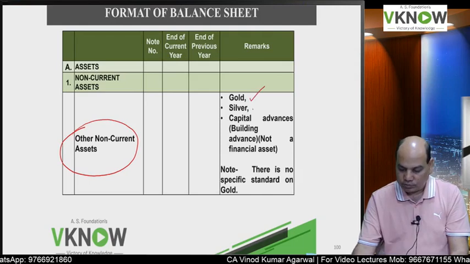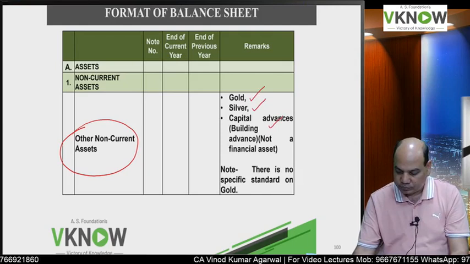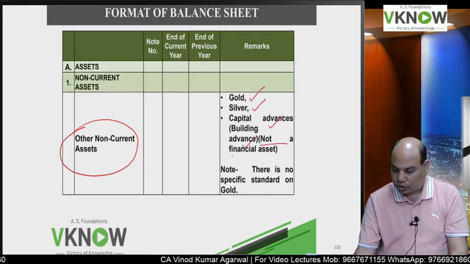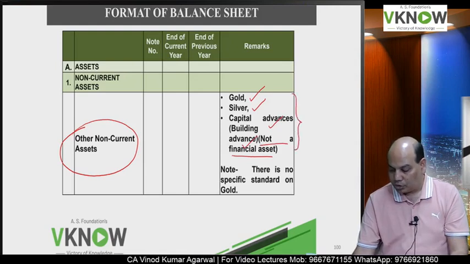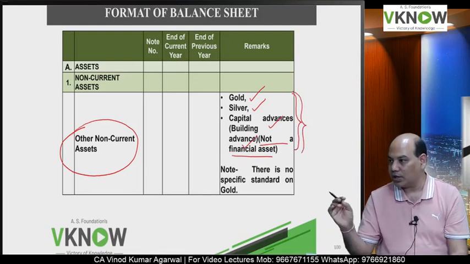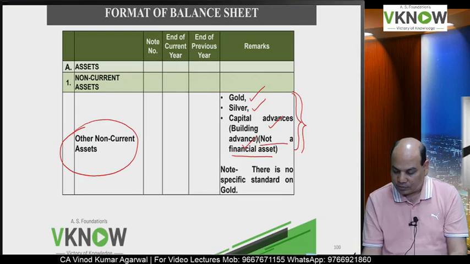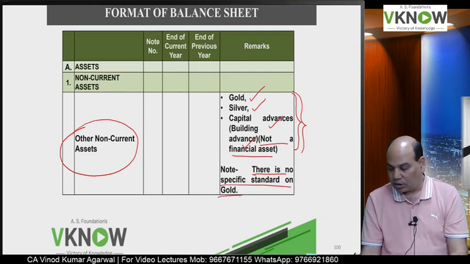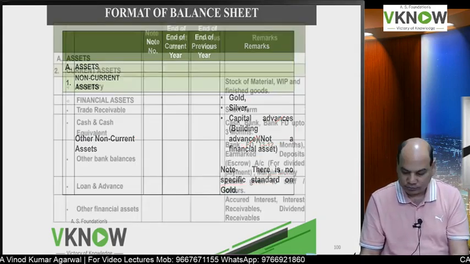For example gold, silver, capital advance, that is building advance. Building advance is not a financial asset because here there is a contractual right to receive an asset, not cash. So it is not a financial asset. What about gold and silver? Interestingly, there is no specific standard on gold and silver.